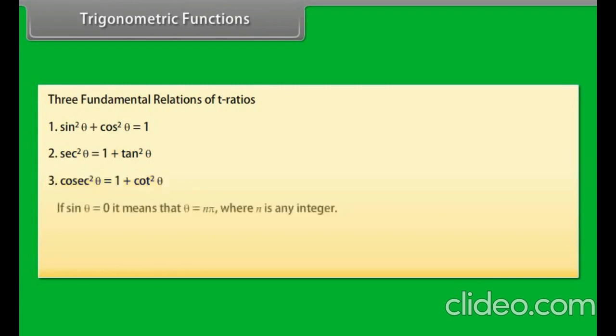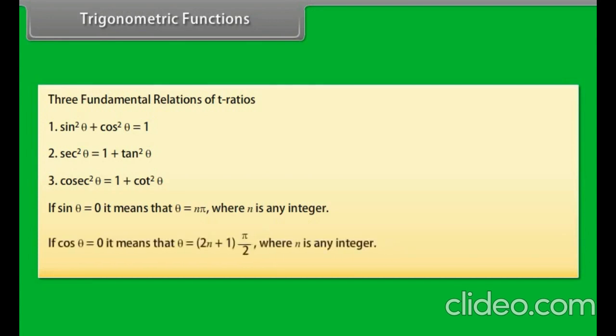If sine of theta is equal to 0, it means that theta is equal to n into pi, where n is any integer. If cos of theta is equal to 0, it means that theta is equal to (2n plus 1) into pi by 2, where n is any integer.